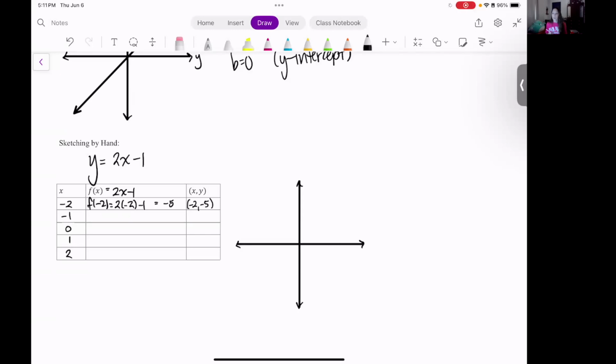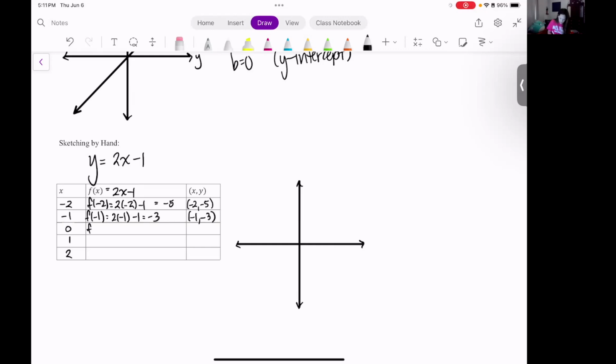And I can plot that point. F of -1, I get 2 times -1 minus 1. 2 times -1 is -2, minus 1 is -3. And I have the ordered pair -1, -3.